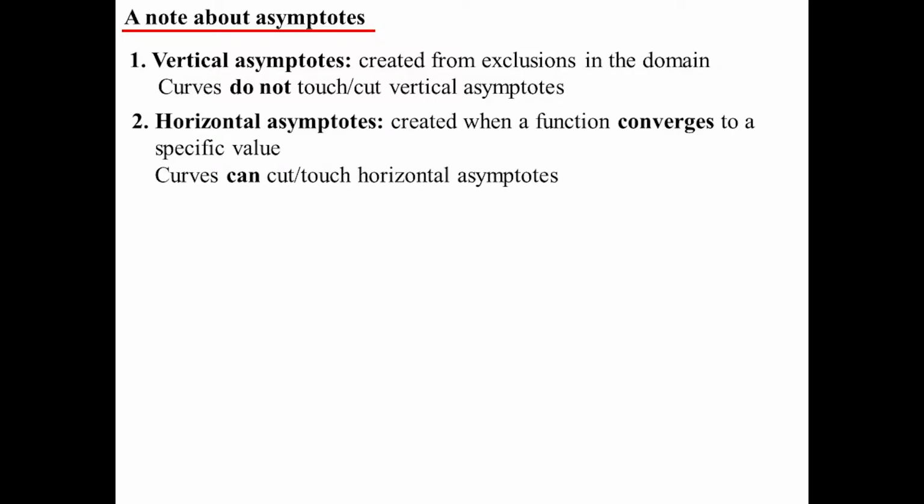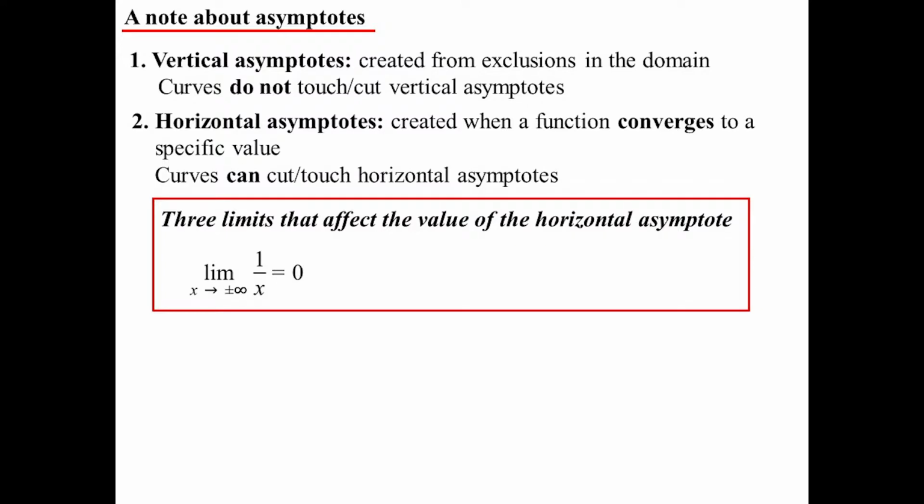Right, a little bit about asymptotes themselves. Vertical asymptotes are exclusions in the domain. There's no way the curve will go there, so you cannot touch or cut vertical asymptotes. Your horizontal ones happen when it converges to a single value, a bit like the limiting sum actually. Now they can cut the horizontal asymptotes. That is possible. Three limits, keep in mind these ones.